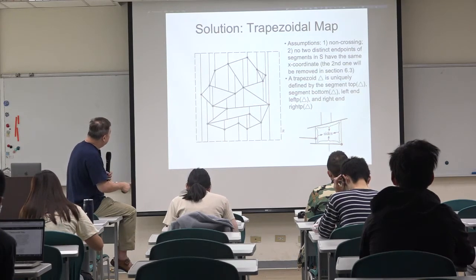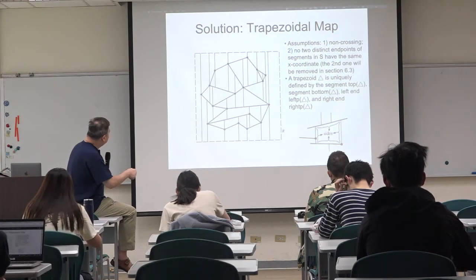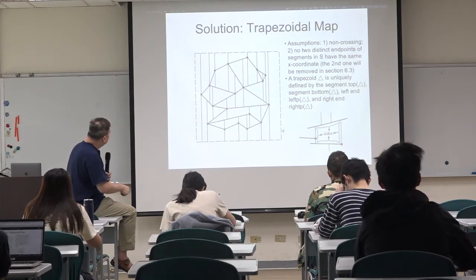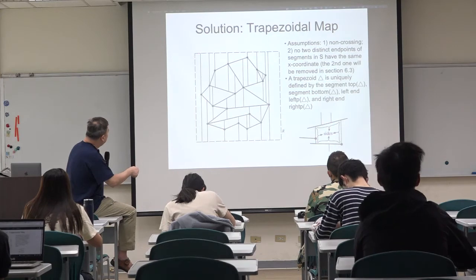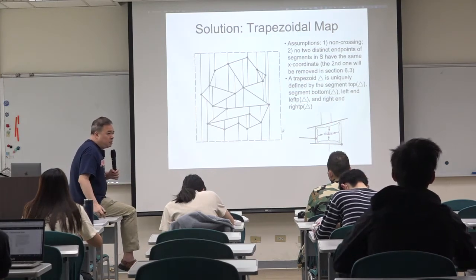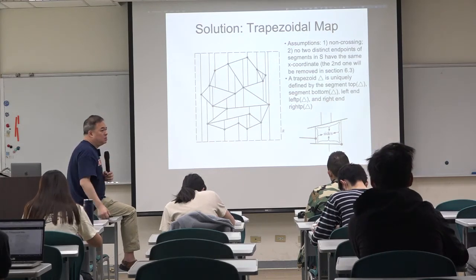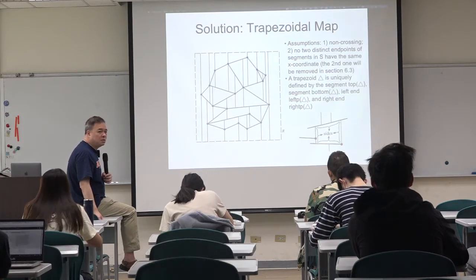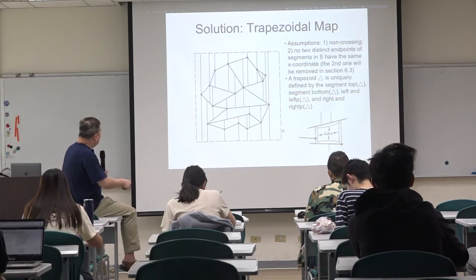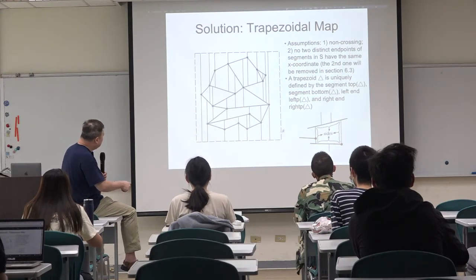You can see, for example, the leftmost trapezoid is actually a rectangle. But it's okay, a trapezoid could be a rectangle. I mean, you learned that in your elementary school, hopefully.